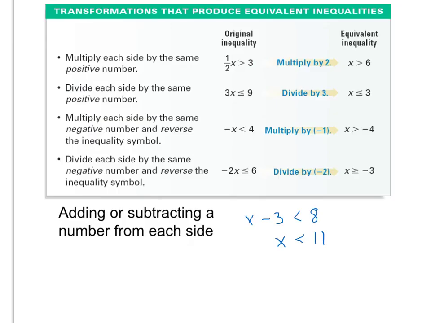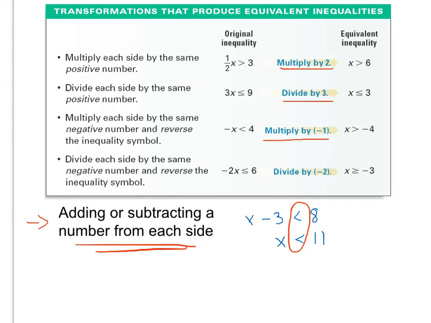So if you start at the bottom of the page here, adding or subtracting a number from each side, you do not change the inequality. You would continue to bring down a less than if that's what it were, or greater than or equal to. If you go up to the top now, multiplying by a positive 2 keeps that inequality the same. Dividing by 3 keeps it the same.